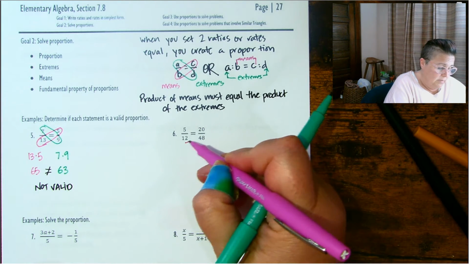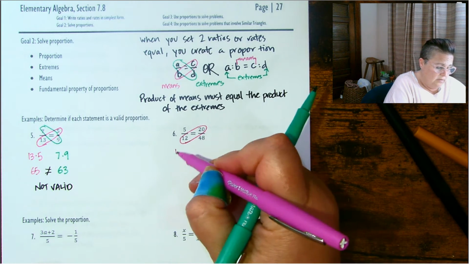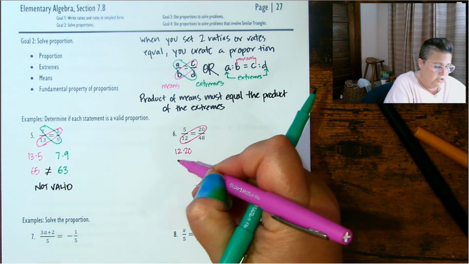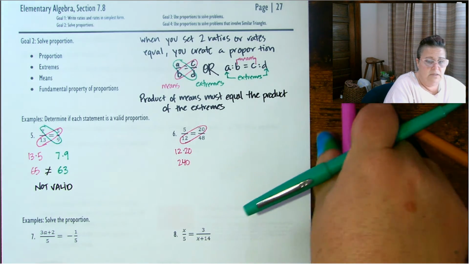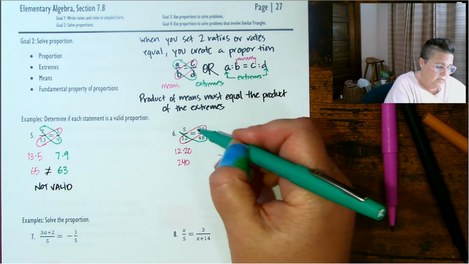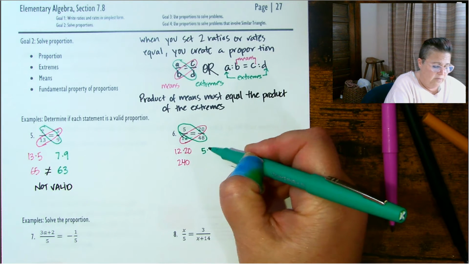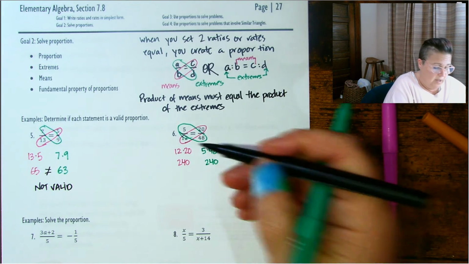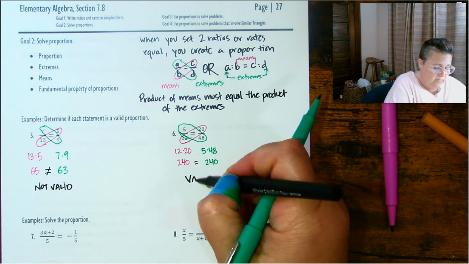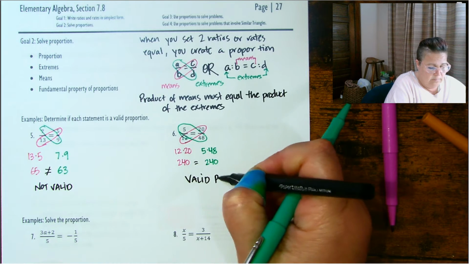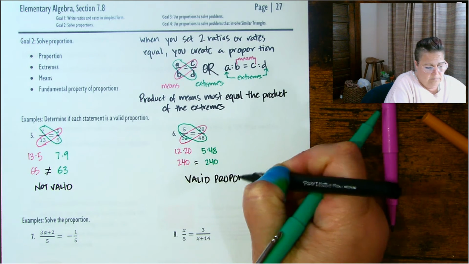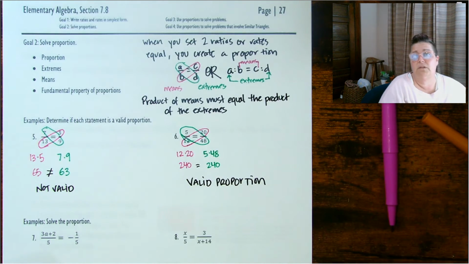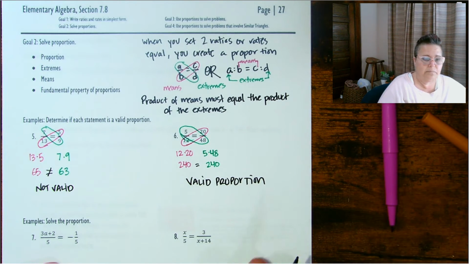The product of the means, that's 12 times 20, or 240. Does that equal the product of the extremes? 5 times 48, which is again 240. They are equal, so this is a valid proportion. We will use this to check later.